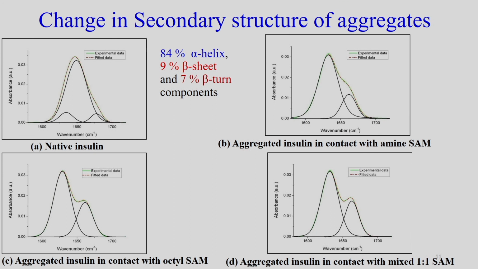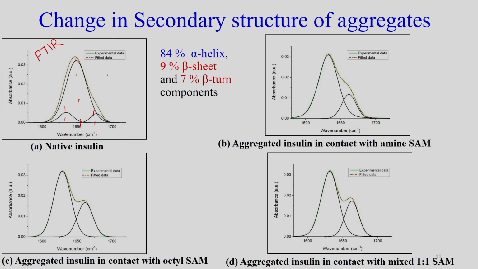Followed by that, you can analyze the change in the secondary structure. As we know, there should be formation of beta sheet rich structures. This is for native insulin FTIR. We analyzed using FTIR. This is the spectrum of the native insulin, where we deconvoluted the spectrum and see there are 3 different peaks.